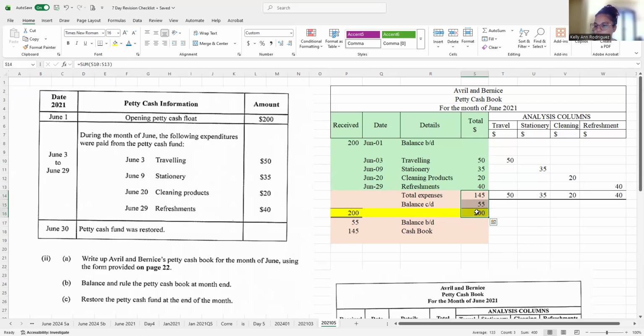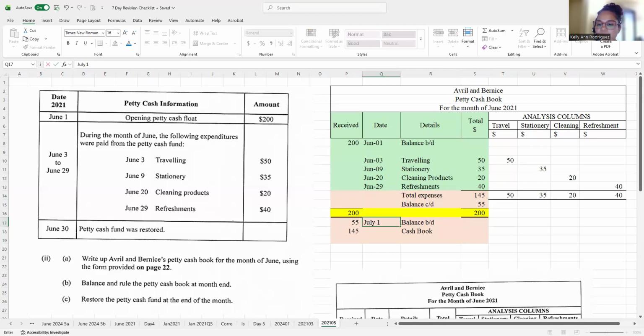When you add it back, you get 200, which balances with this side of your column, 200. So you have 200 here and you have 200 there. However, you will now have to bring down that balance at the beginning of the next month, which is July 1st. You will start off with that $55. You can't pocket it. You can't hide it from the business owner. You have $55 remaining, so you have to start off with that.